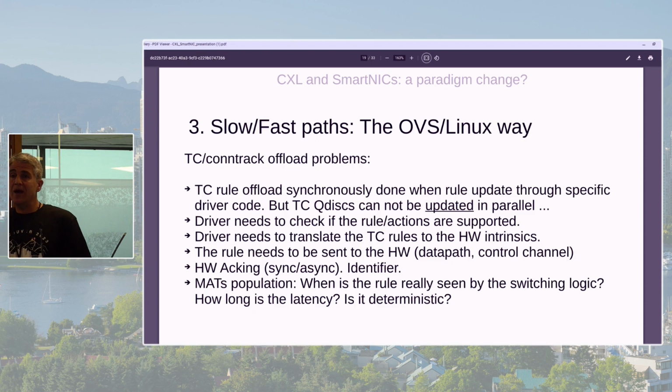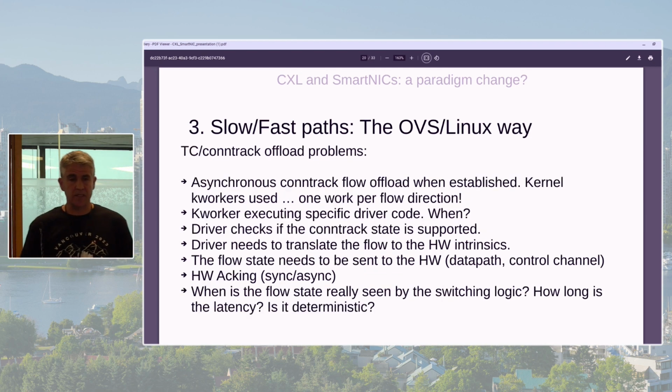when is that hardware going to use that rule? Okay, the rule is in the hardware, but when is that rule going to be implemented in the maths, or in the DRAM if there's no maths? That's another possibility. With conntrack, it's the same thing. Well, it's not the same thing, because it's done asynchronously.